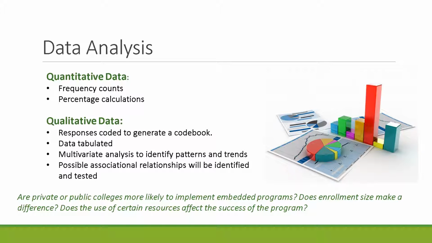Quantitative data such as demographic information will be analyzed using frequency counts and percentage calculations. Qualitative responses will be coded, a codebook will be generated, and data will be tabulated. Since mostly qualitative information will be collected, this may make it more difficult to categorize answers during the coding process. Steps will be taken to make sure answers are coded as accurately and as consistently as possible. Multivariate analysis will be used to identify patterns and trends in the data. Possible associational relationships will then be identified and tested.